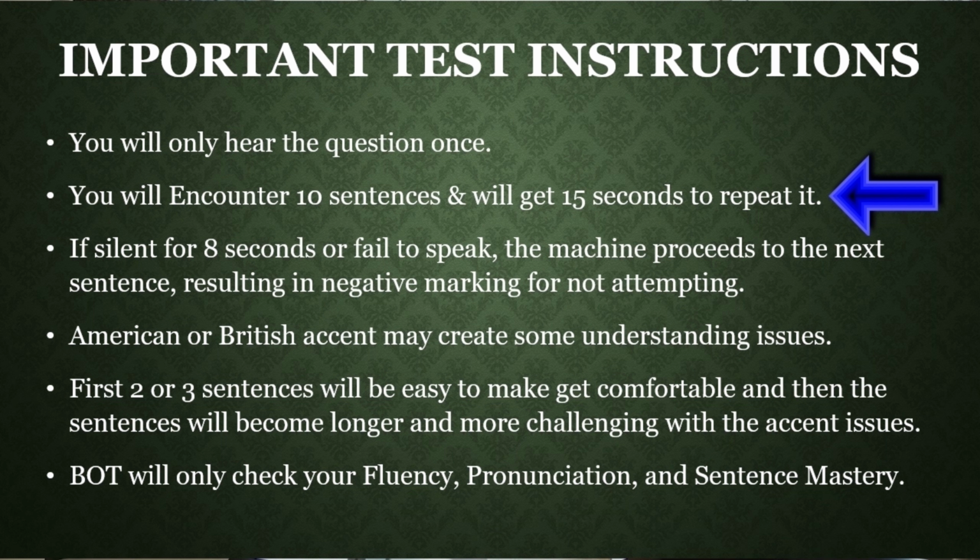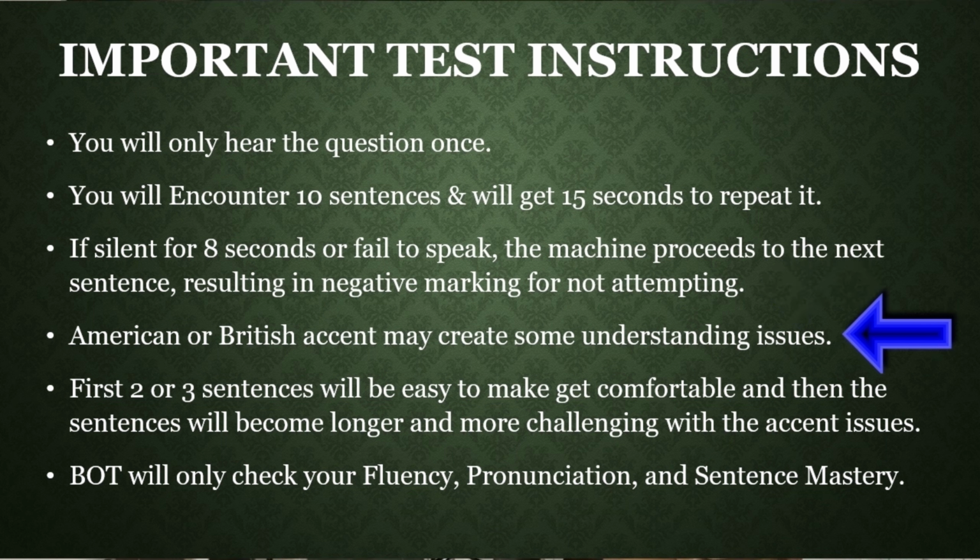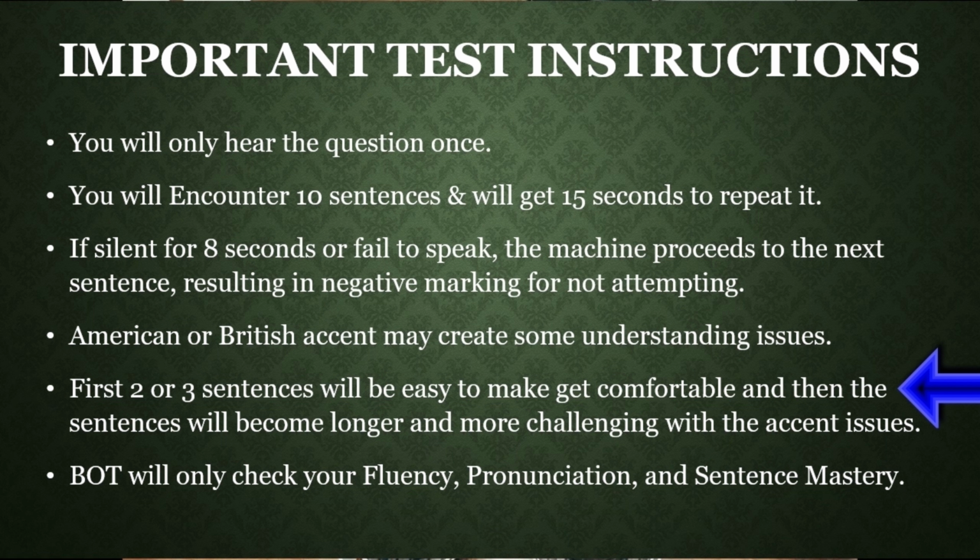You will get 15 seconds to build the sentence. If you remain silent for 8 seconds or fail to speak at all, the machine will proceed to the next section automatically. Again, the first 2 or 3 sentences will be very easy, but later it will become challenging due to long sentences and accent issues. Since we cannot skip any sentence due to negative marking, we must listen to all 3 phrases carefully and try to rearrange them quickly.